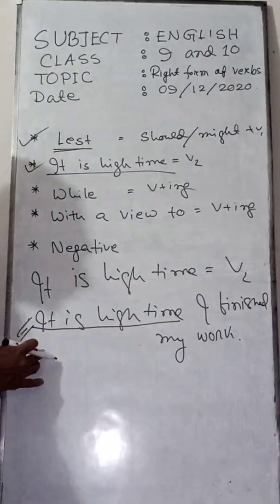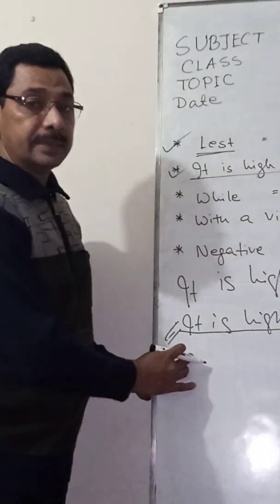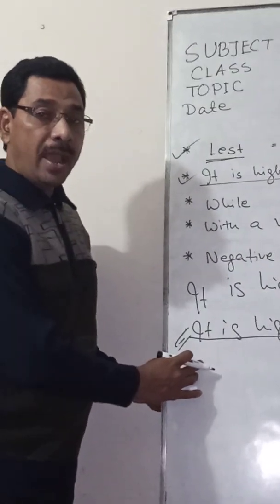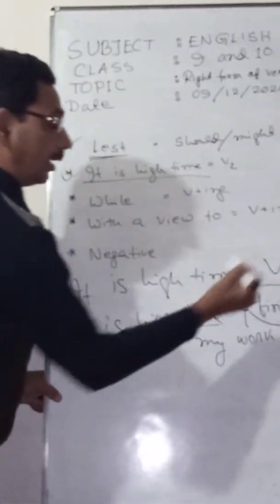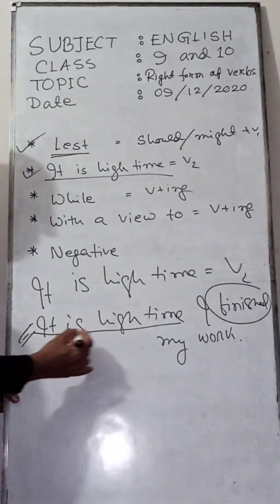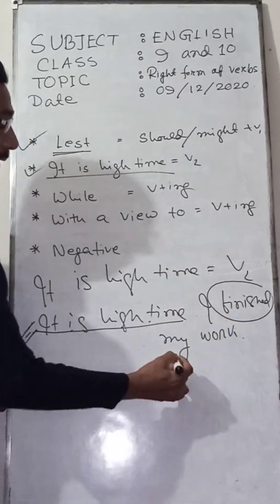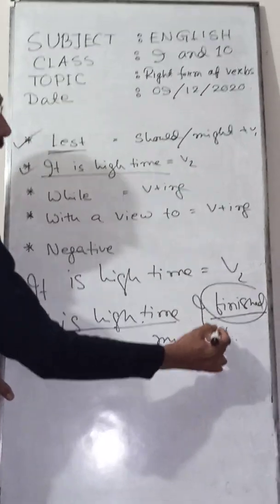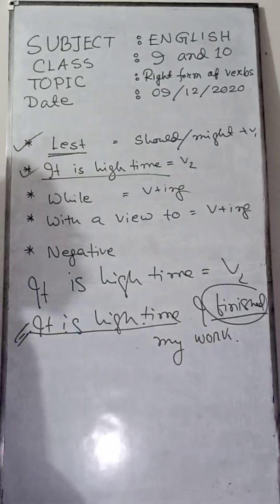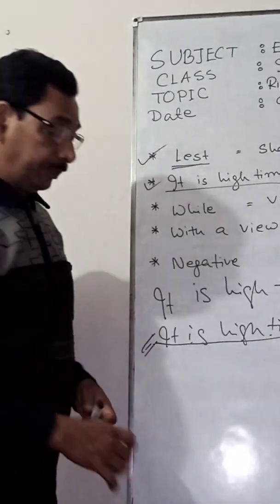If you find a sentence with it is high time, you have to write down the past form of the verb. For example, it is high time I finished my work. The past form of finish is finished, and you have to write down the V2 of the main verb.